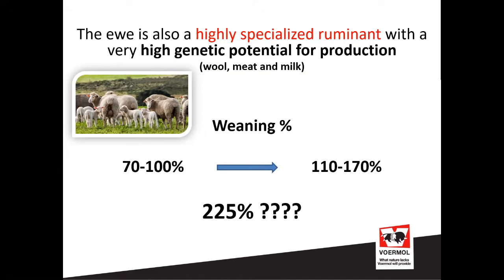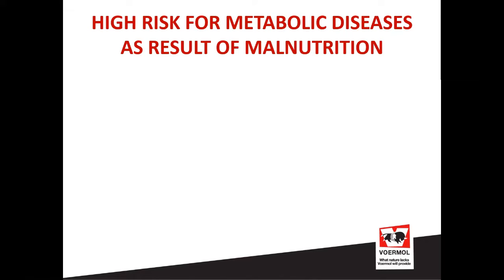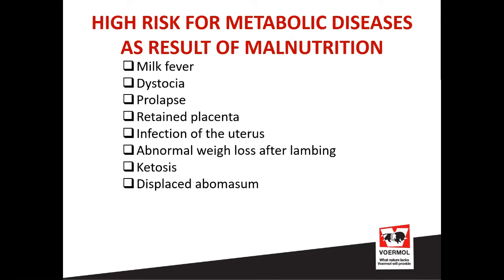However, with any system that gets pushed too hard, similar to athletes, if you push an athlete too hard, there will be some consequences. So in our ruminants, if we push them too hard towards production, we're going to sit with metabolic diseases as a result of malnutrition. Some of these metabolic diseases include milk fever, dystocia, prolapse, and a whole list of them. I don't even have all of them on this slideshow.